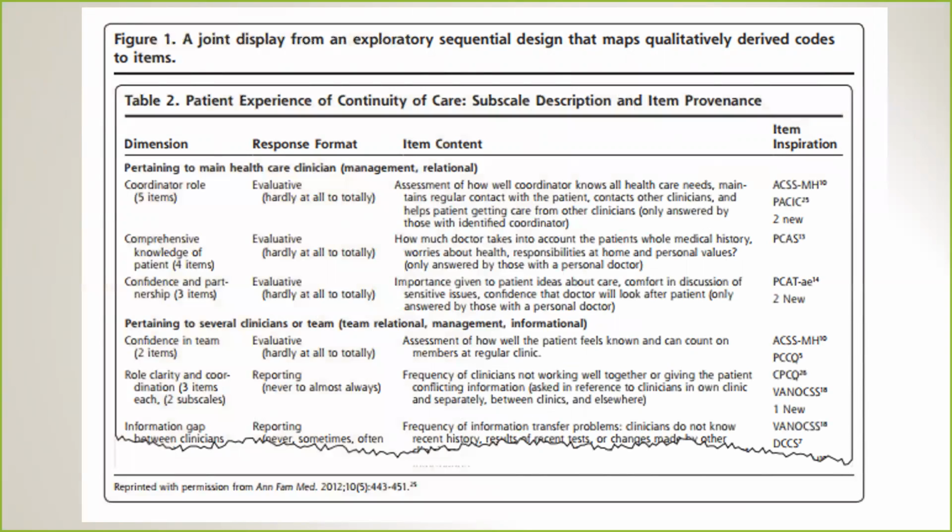So here is a joint display of an exploratory sequential design where you have both the qualitative items, and actually what this one was, was many qualitative studies coming together. They did a systematic review and then created scales based on that qualitative data. So here you've gone from qualitative to quantitative.